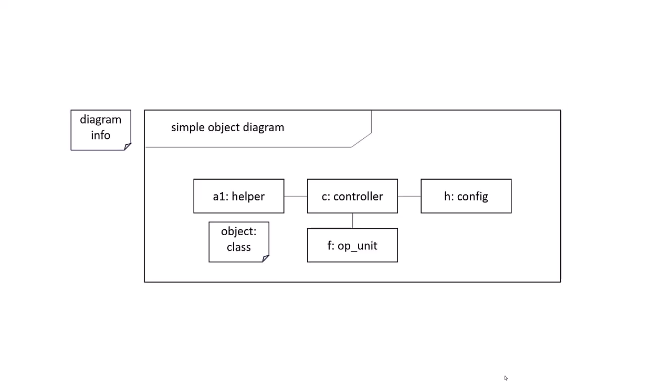This is an object in the Unified Modeling Language, or UML. We have several objects, each of a different type. So object A1 is of type helper. Object C is of type controller. The lines show how these different objects communicate with each other. These are comments that help us understand the meaning of the diagram.